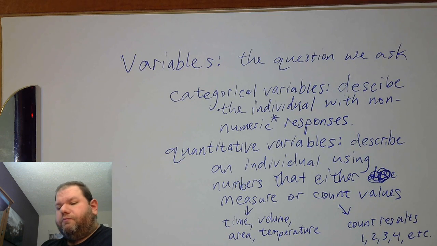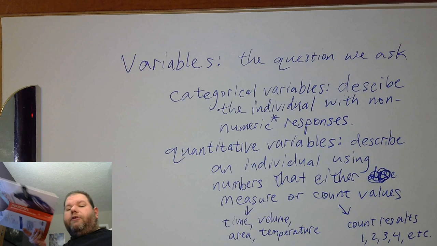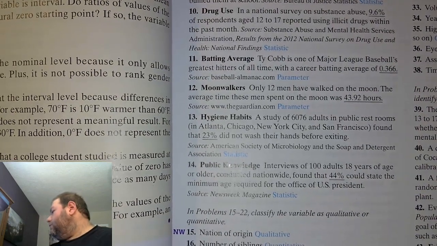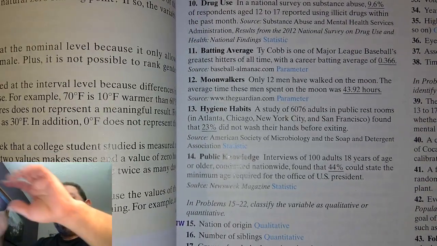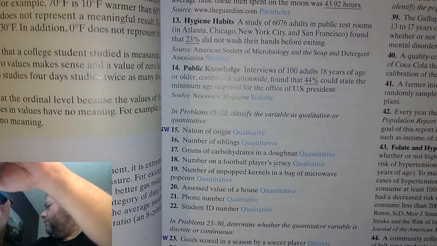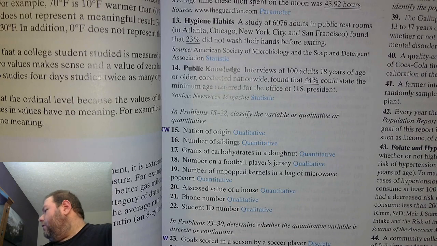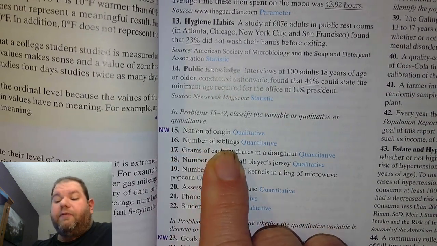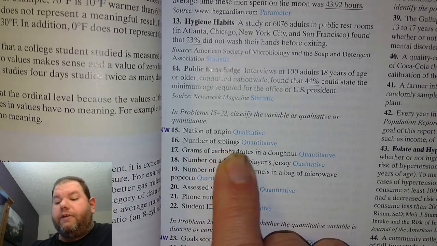And so the first set of questions we want to look at in the textbook for this, and regrettably, try to ignore the blueprint. Number of siblings, we already said that's a quantitative value.